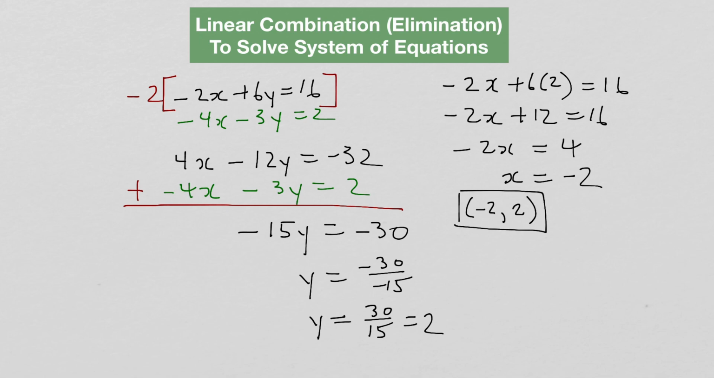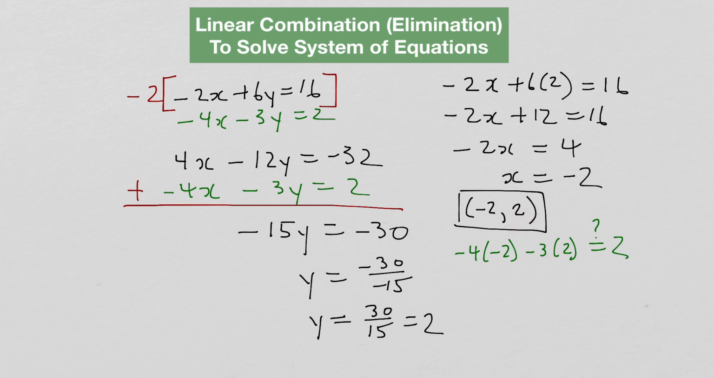So let's make sure. We always need to check it. We use the first equation to get our second value, so let's use our final answer and plug it into the second equation just to make sure it's correct. So the question is, does -4 times -2 minus 3 times 2 equal 2? That's the question. Where did I get this -2? From here. That's my x. And where did I get this 2? From here. That's my y.